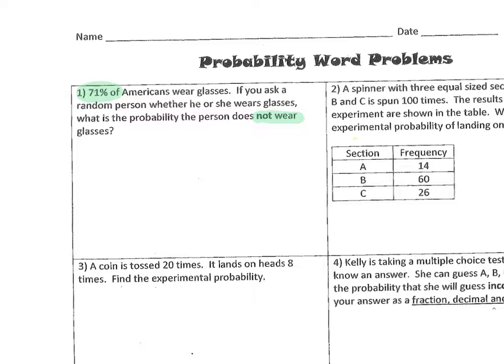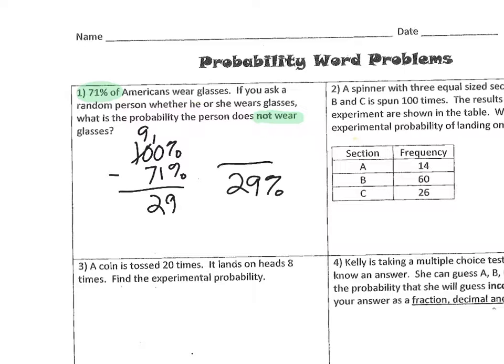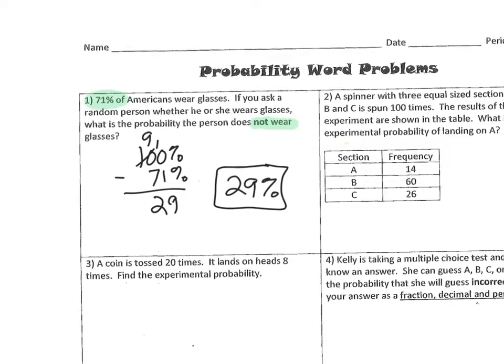So 71% wear glasses. So if we are looking at 100% of the people in America, and we subtract the 71% that do wear glasses, what do we get? 29. 29. What is that magical number? So 29% does not wear glasses.